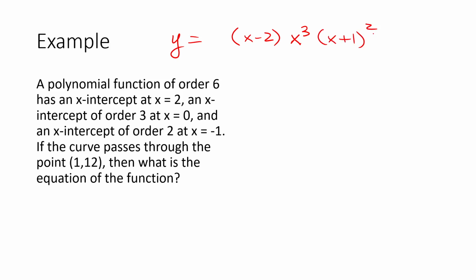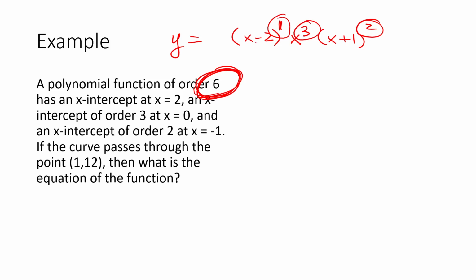Now, you might be saying, well, how do you know what the exponent is on x equals 2? Well, since it's order 6, we know that the degrees of the x-intercepts can't exceed 6, so this must be a 1. Because 1 plus 3 plus 2 is equal to 6.